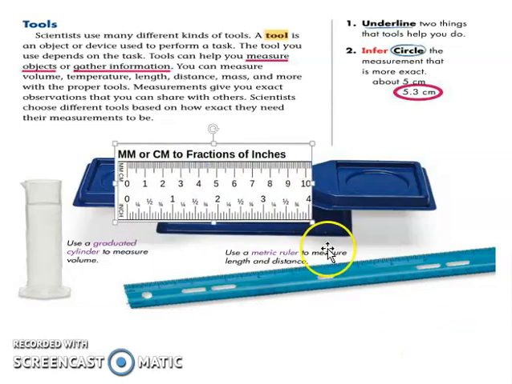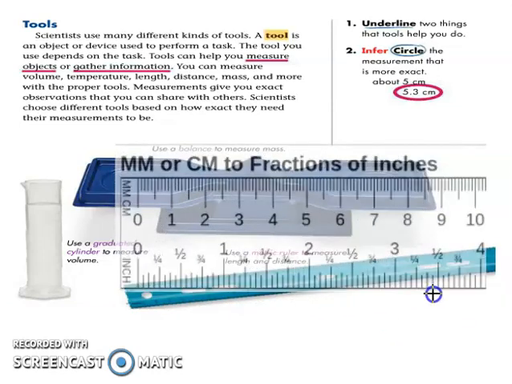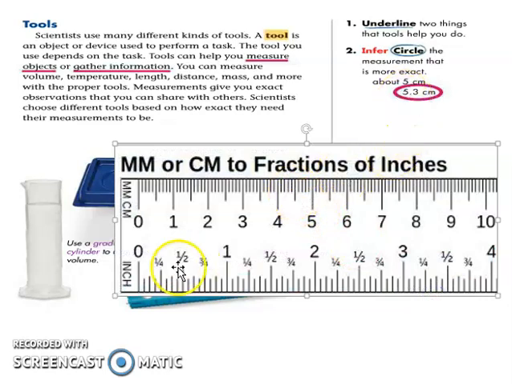Let's try to zoom in to make the ruler bigger. The numbers 1, 2, 3, 4 here are in inches. The numbers here on top, from 1 to 10, we call centimeters. The tiny marks here are called millimeters. cm stands for centimeter, mm stands for millimeter.